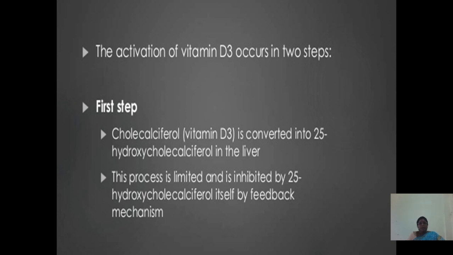In the first step, cholecalciferol is converted into 25-hydroxycholecalciferol in the liver. This process is limited and it is inhibited by 25-hydroxycholecalciferol itself by a feedback mechanism.